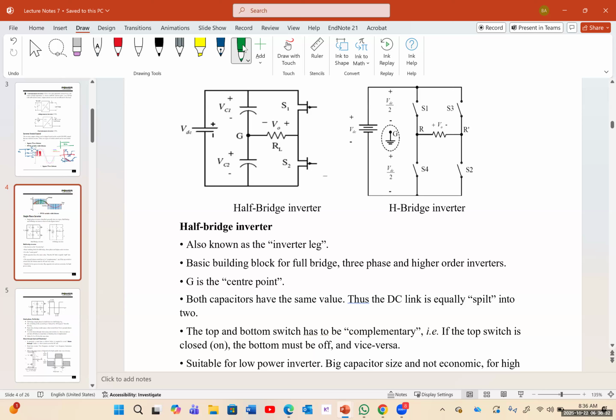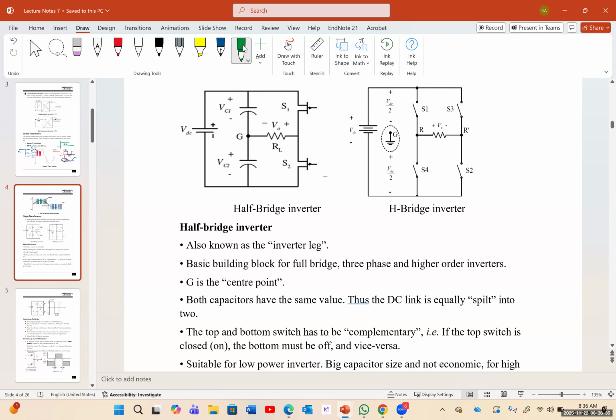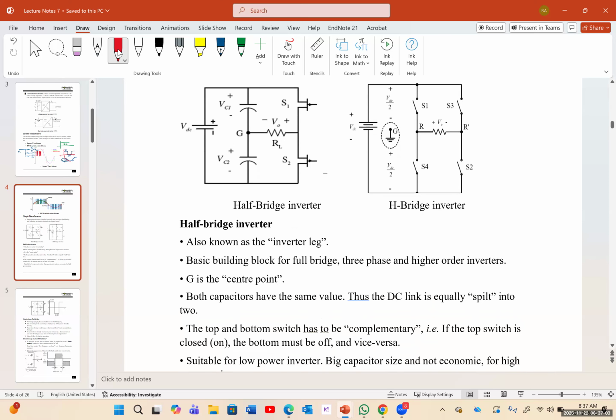Why? Because if I don't do that, I'm going to short circuit. If both of them are on, what happens? The battery would be short circuited. And imagine if you have a 70 kilowatt hour battery or a solar system, like a 400 kilowatt being short circuited, it's going to create a disaster. So when one is on, the other one must be turned off, okay, to prevent this short circuit. And it's the same for the full bridge as well.